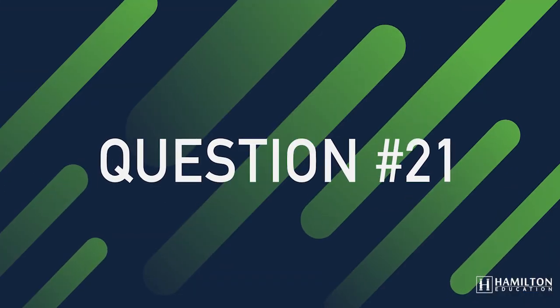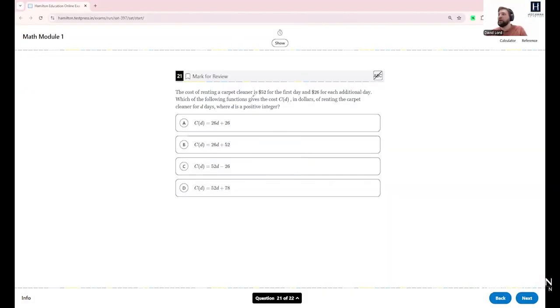Question 21. The cost of renting a carpet cleaner is $52 for the first day and $26 for each additional day. Which of the following functions gives the cost C, in dollars, of renting the carpet cleaner for D days, when D is a positive integer? If we are making a model, this is the number of days and this is the cost. The first day, it's $52. But if we do a second day, then it's going to be 52 plus 26.